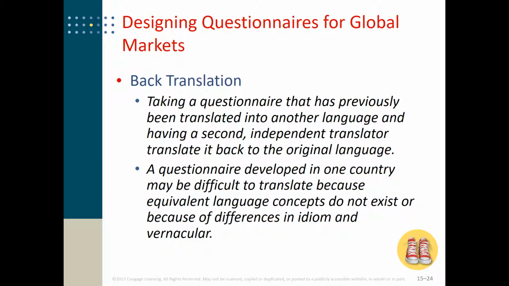So now you have two English versions of the questionnaire. One was the original one, another is translated back from Arabic. Then these two questionnaires will be compared to see if there is any discrepancy or not. And if so, it will be revised.